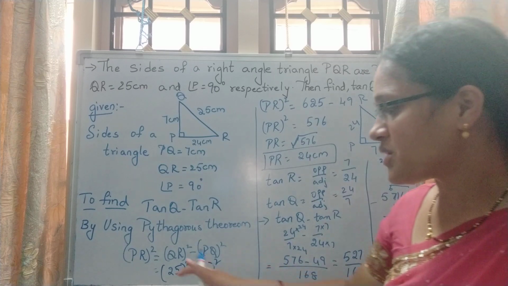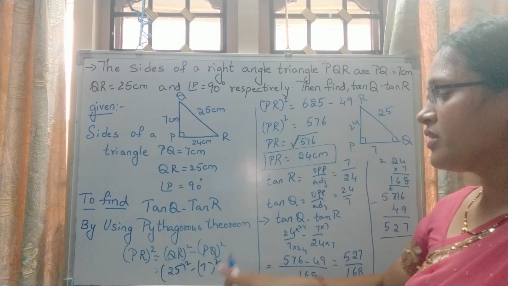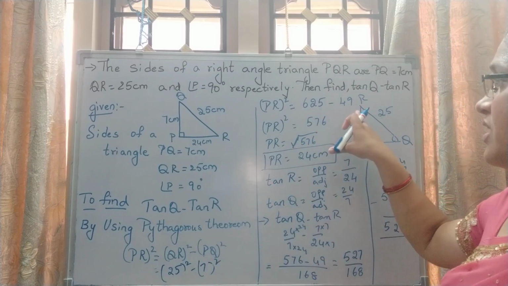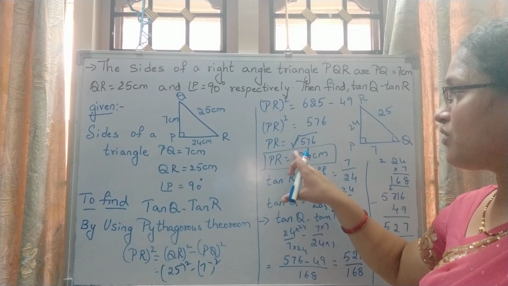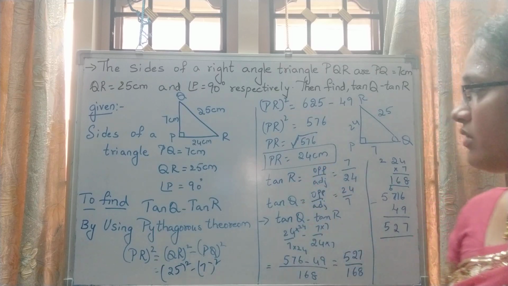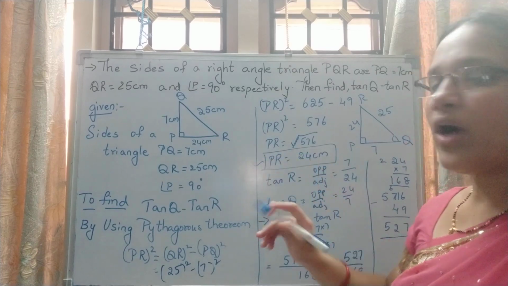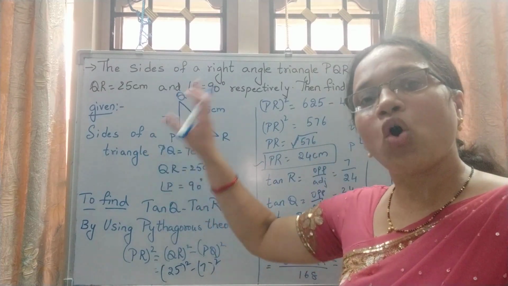So after writing them, substitute the values. So 25 whole square, 25 square is nothing but 625. 7 square, which is 49. When you subtract, you get 576, and the square root of 576 is nothing but 24 centimeters. So till here, one part of the question is completed. That means we have found the triangle with all its sides.